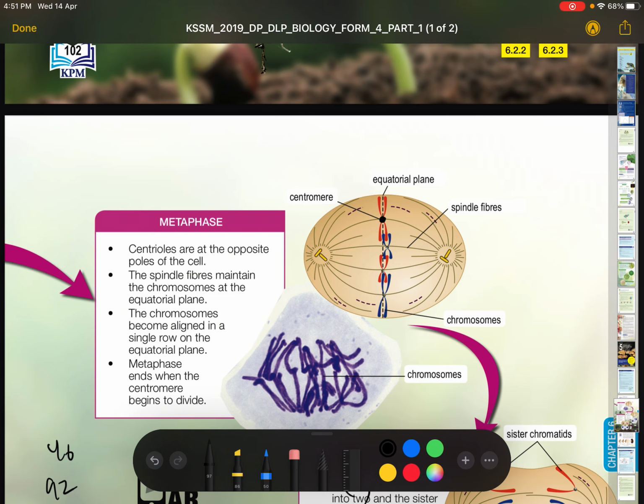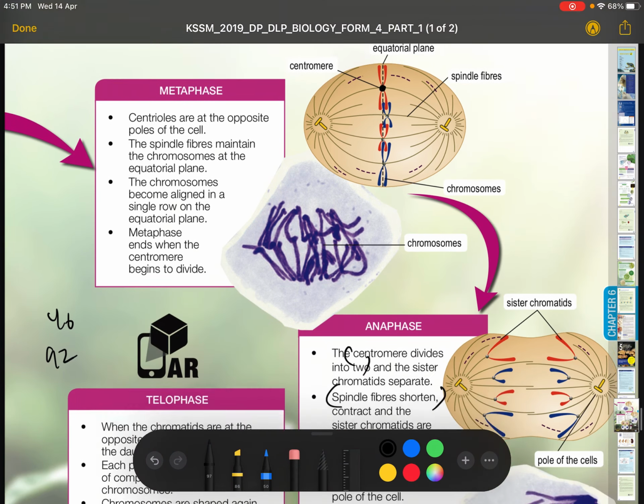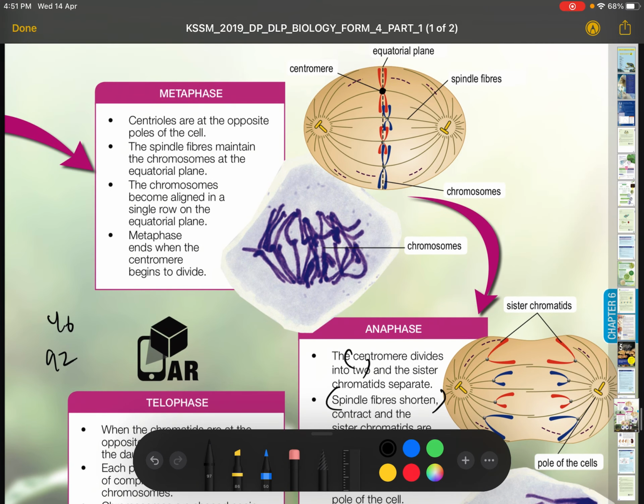The centrioles are already at opposite sides of the cell, and the spindle fibers and the chromosomes start moving to the equatorial plate. The spindle fibers make sure that they stay there. So now they're all at the middle. The equatorial plate can also be called the metaphase plate.